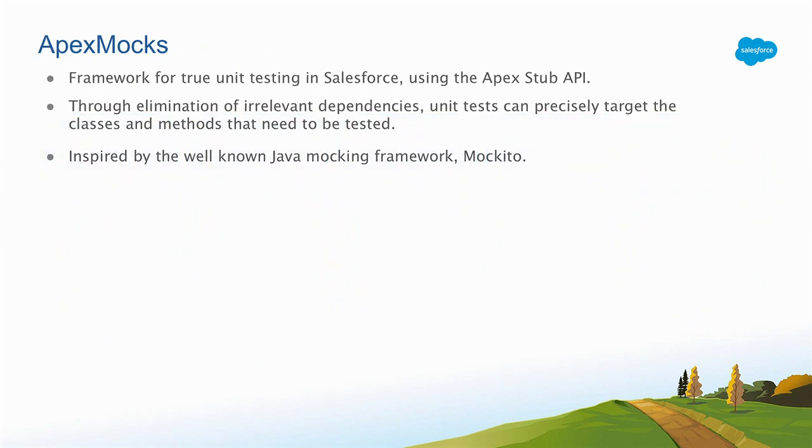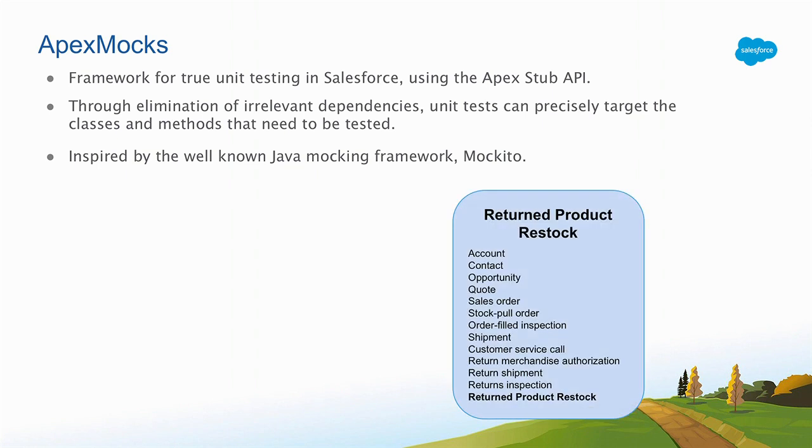Apex Mocks is another big thing of the FFlib framework. It allows us to really unit test our code. And that uses the Apex Stub API. Through the elimination of dependencies and such, it allows us to target a little bit closer on the code that we're really after. We'll talk about Apex mocking in just a second, inspired by the Mockito framework in the Java world.